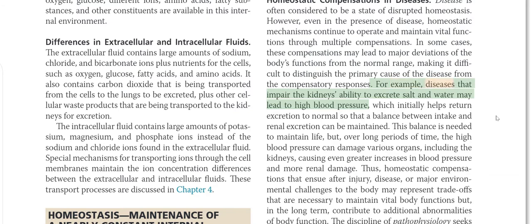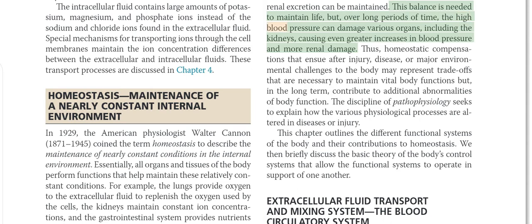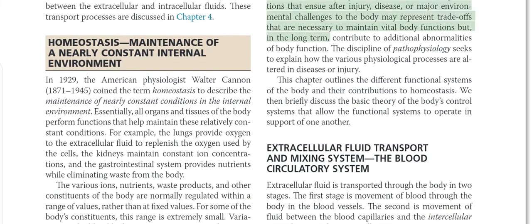For example, diseases that impair the kidney's ability to excrete salt and water may lead to high blood pressure, which initially helps return excretion to normal so that a balance between intake and renal excretion can be maintained. This balance is needed to maintain life, but, over long periods of time, the high blood pressure can damage various organs, including the kidneys, causing even greater increases in blood pressure and more renal damage. Thus, homeostatic compensations that ensue after injury, disease, or major environmental challenges to the body may represent trade-offs that are necessary to maintain vital body functions but, in the long term, contribute to additional abnormalities of body function.